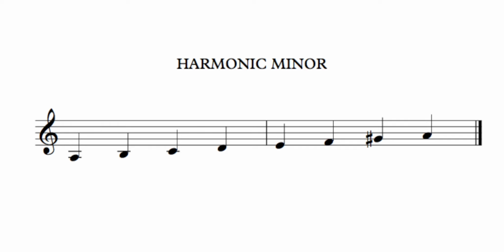Now, if you're writing a song in A minor and you're using the harmonic minor scale, you're still not going to have any sharps or flats in the key signature, but you're going to have to draw a sharp in front of the G if you use that note. G sharp and then A. So that's the harmonic minor scale.